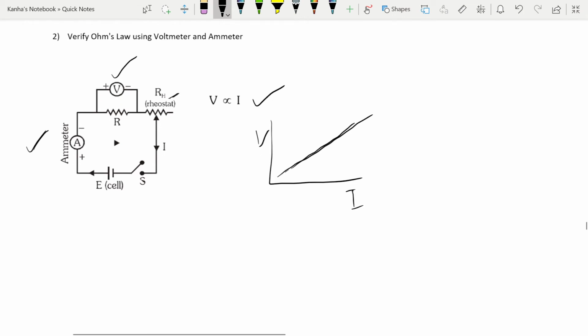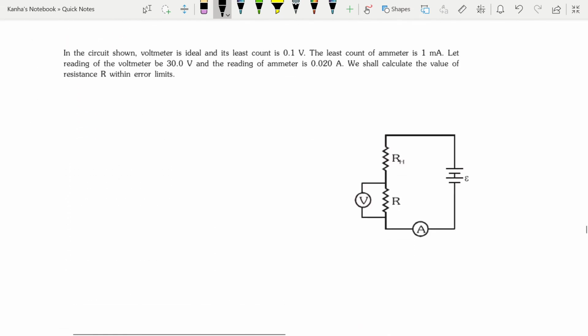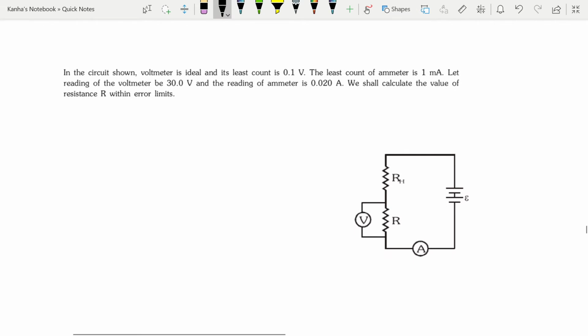Again, the questions that will come from this are based on errors. So let's just look at one of the questions. In the circuit shown to you, a voltmeter is ideal and its least count is 0.1 V. So least count of voltmeter is 0.1, so I have my delta V equal to 0.1. The least count of ammeter is 1 milliampere.